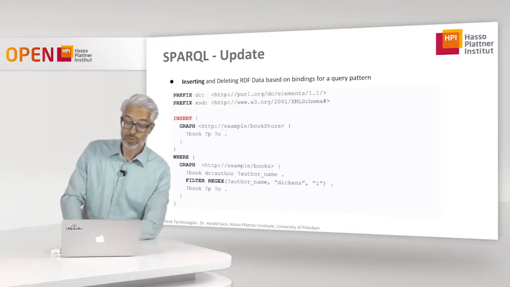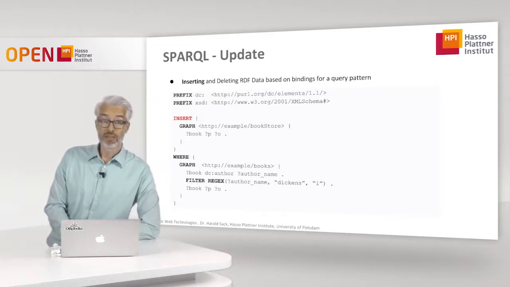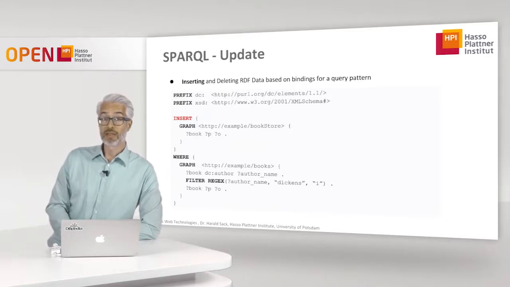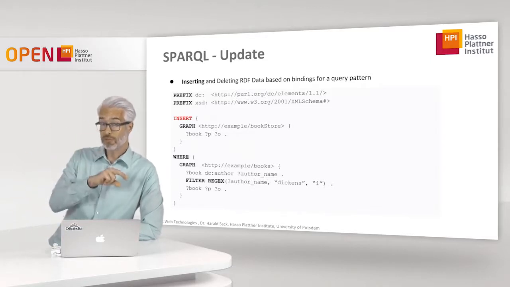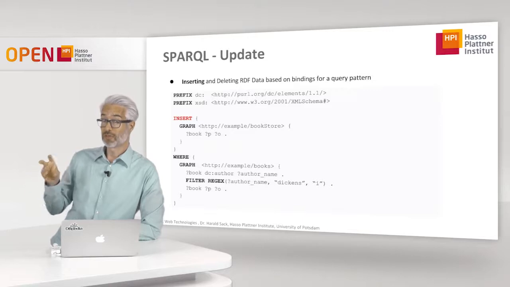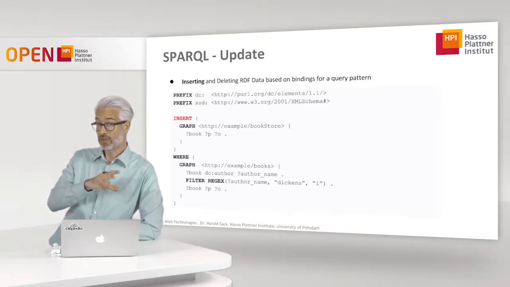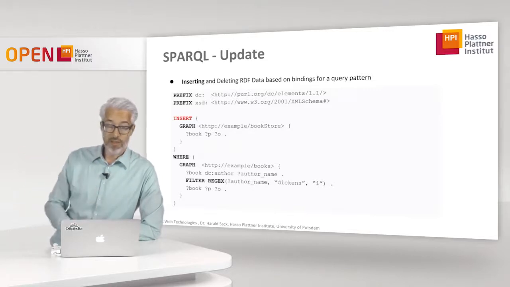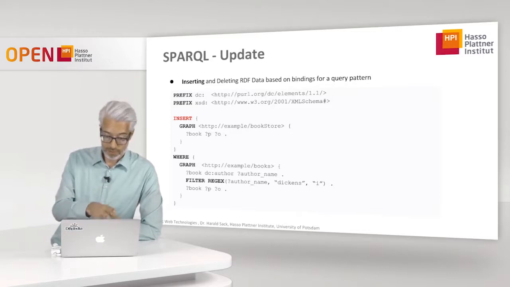So what do we want to have here? We are using the insert statement together again with RDF data based on bindings for a query pattern. So where is it useful? Not necessarily in the same graph, but for example, if you want to copy data from one graph to another graph and you want to specify only a specific part of the data that should be copied to the other graph. So then you can do it in the way you see it here.